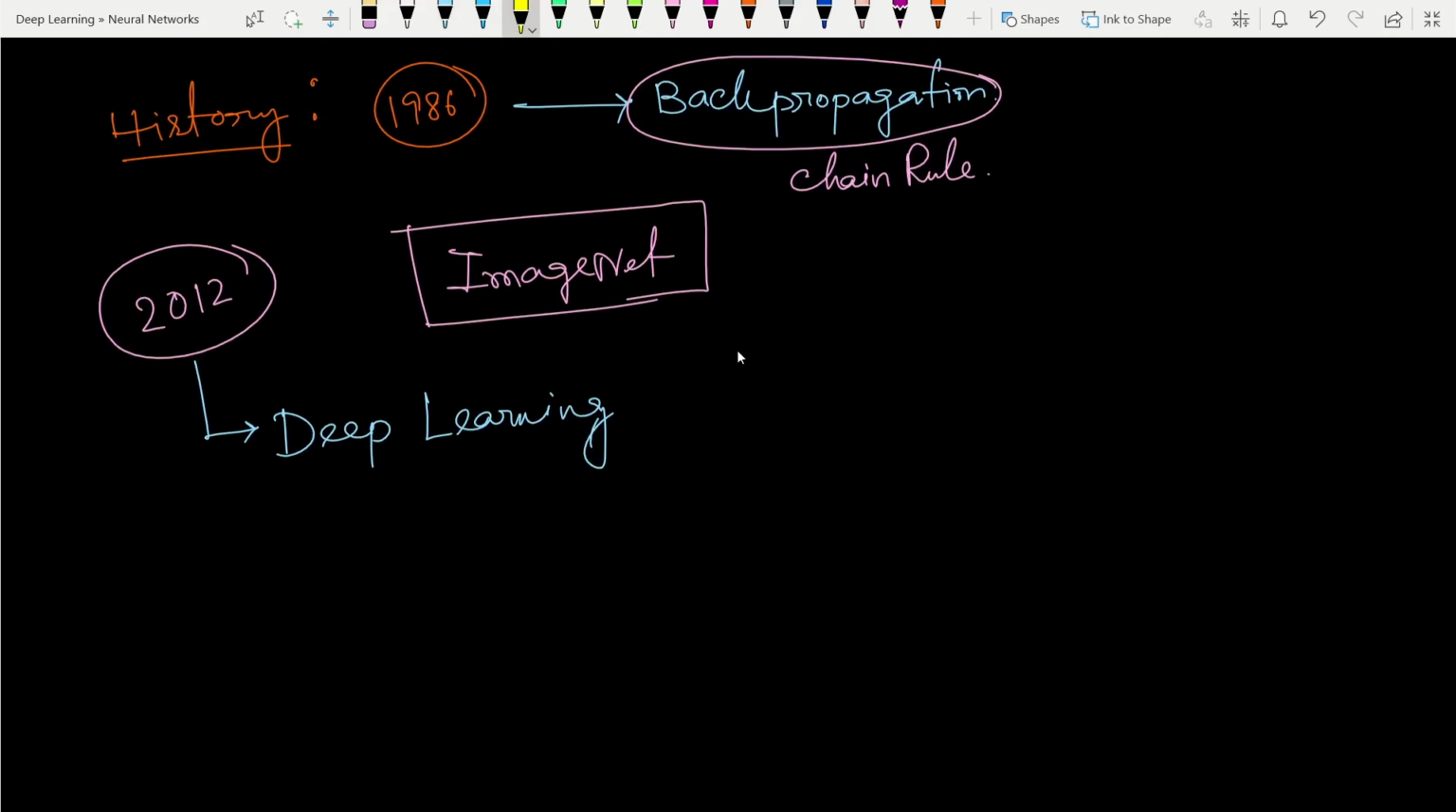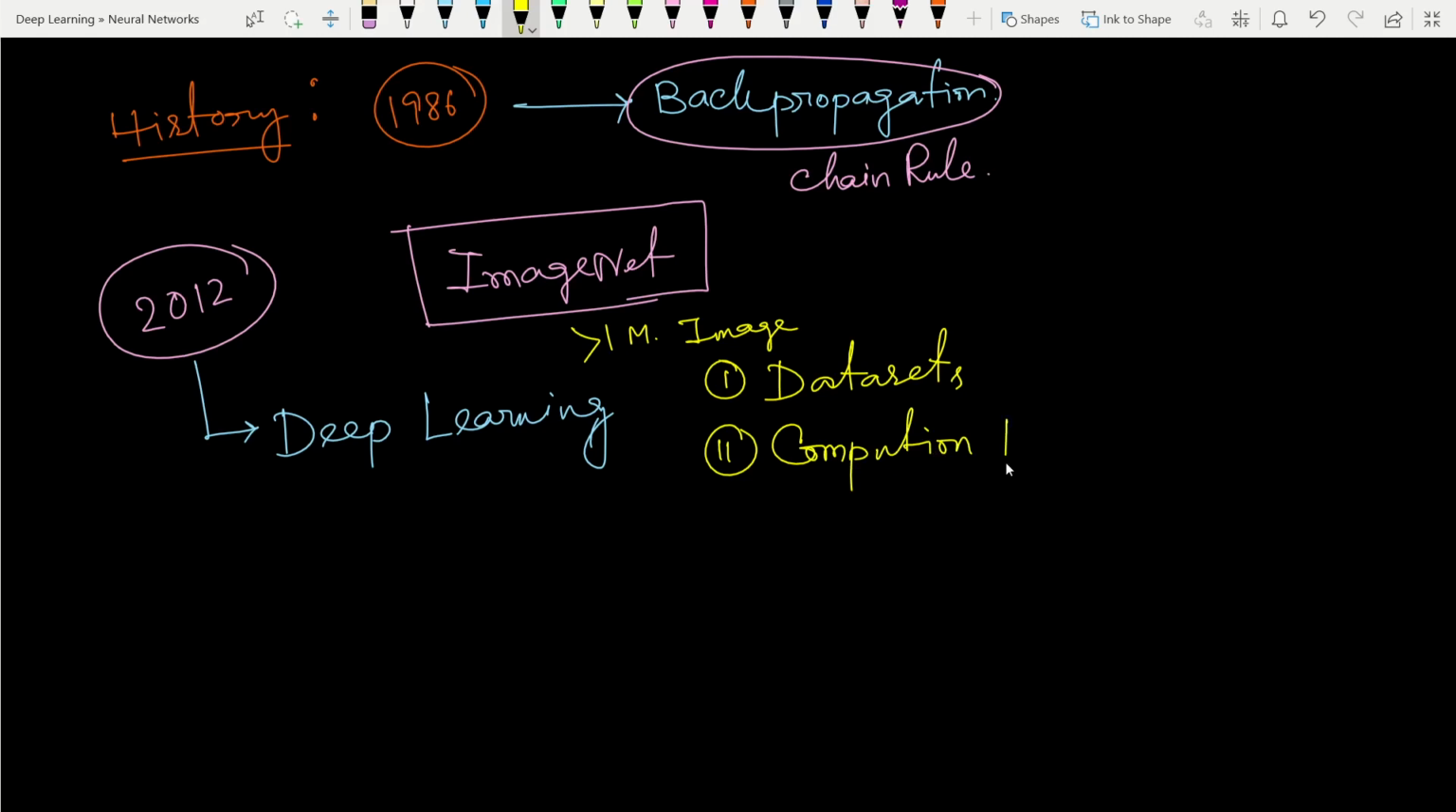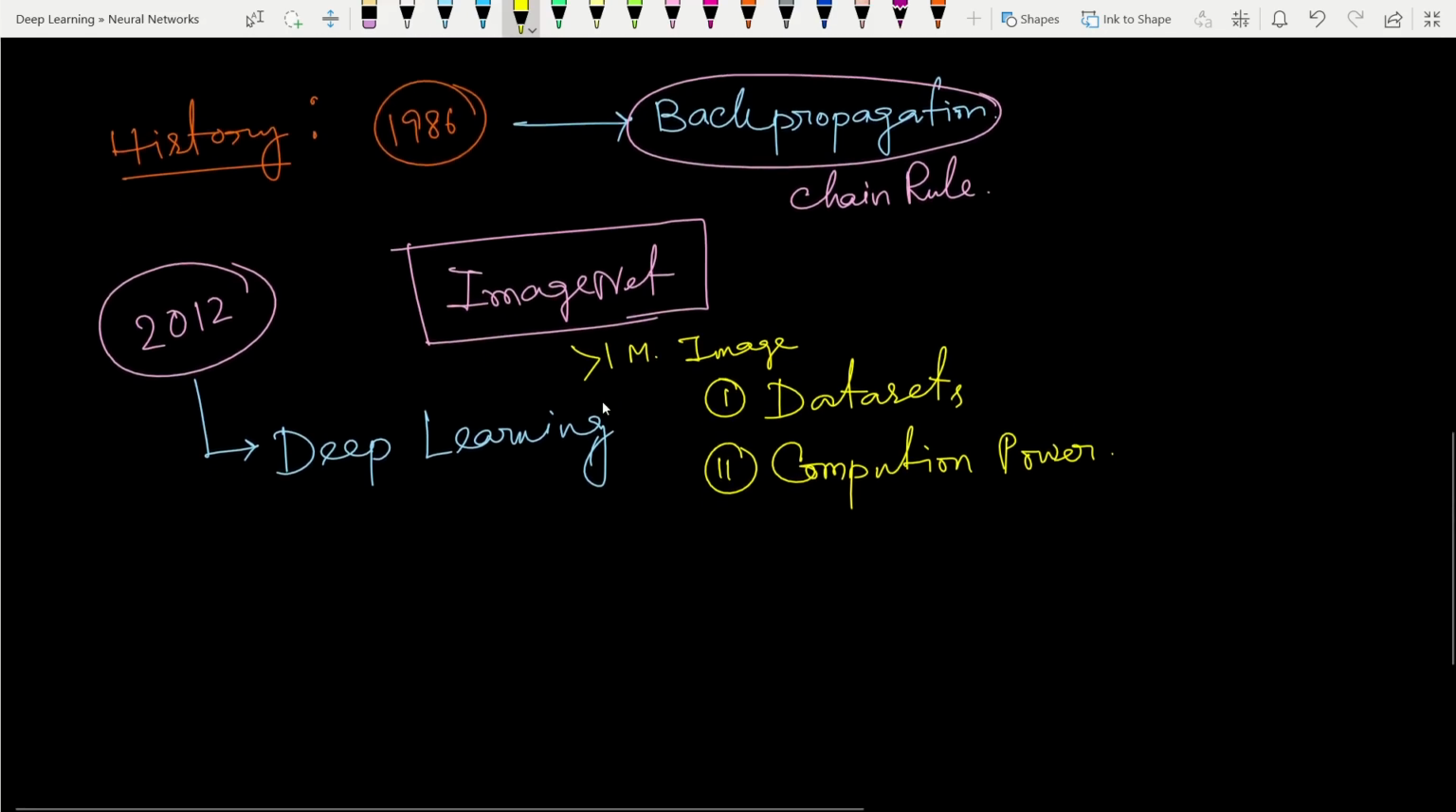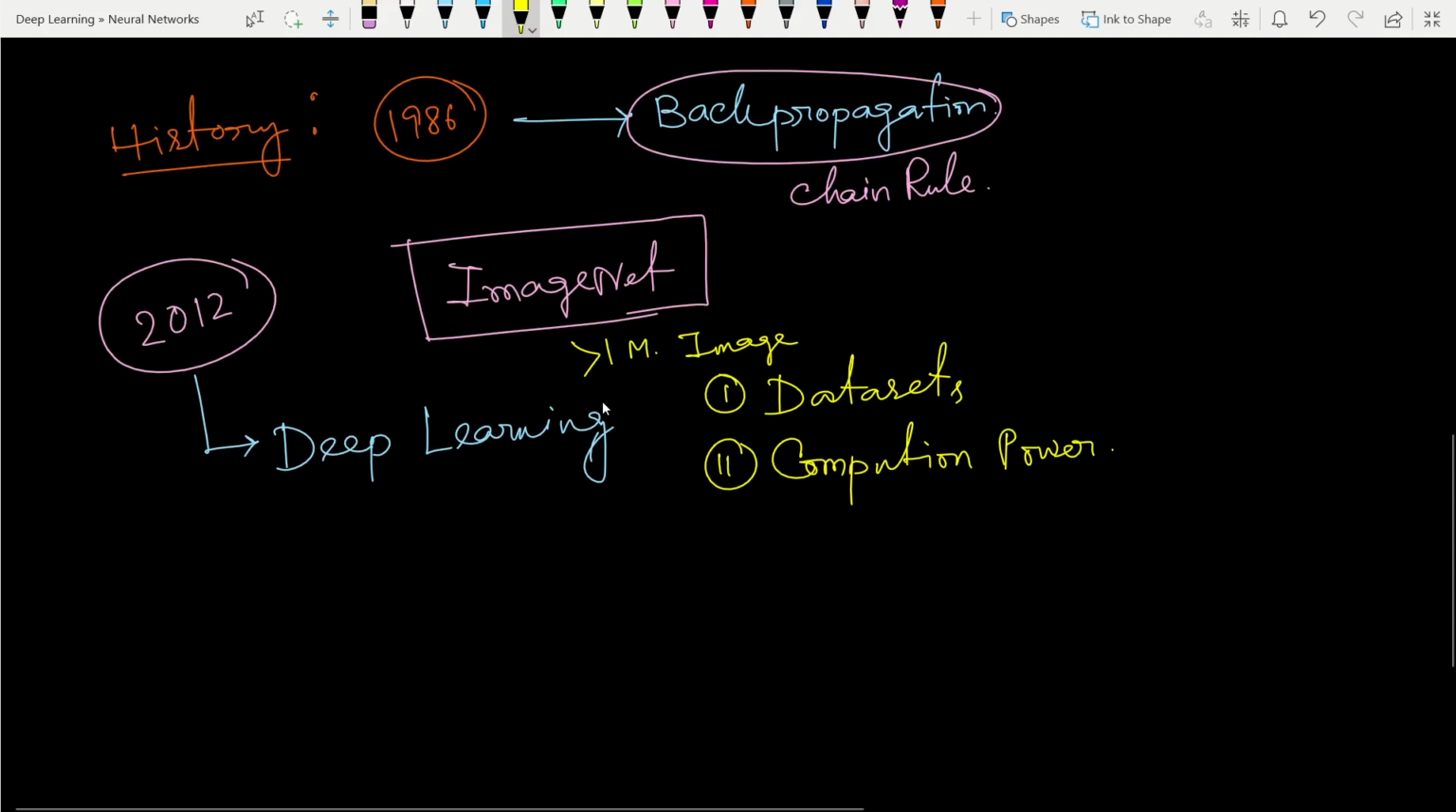The first reason is the availability of datasets. There was a huge amount of data, greater than 1 million images. So the first thing is the datasets. Lots of datasets were available in that age. And the second important thing is computation power. Because of these two things we got such strong results. This was the starting era of deep learning.